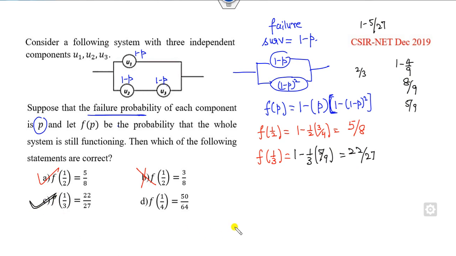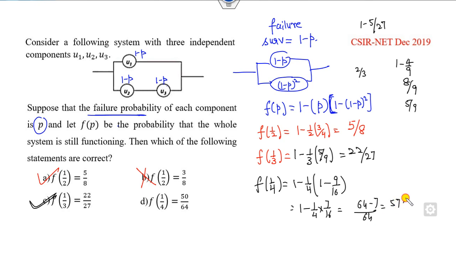It's the correct option. Look at the last option, F of 1 by 4. So 1 minus 1 by 4. Its value is 3 by 4. So it's 1 minus 3 by 4. It's 9 by 16. So it is 1 by 4. It's my 7 by 16. So it's 64 minus 7 by 64. This is 57 by 64. But it's the wrong answer. So the right answers are A and C.